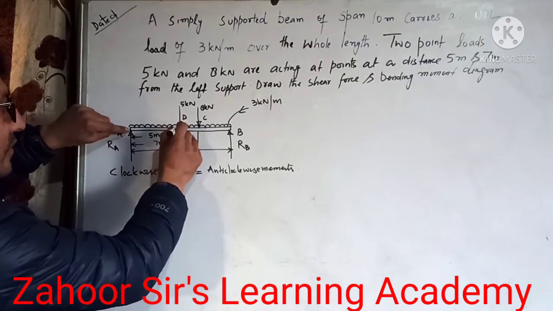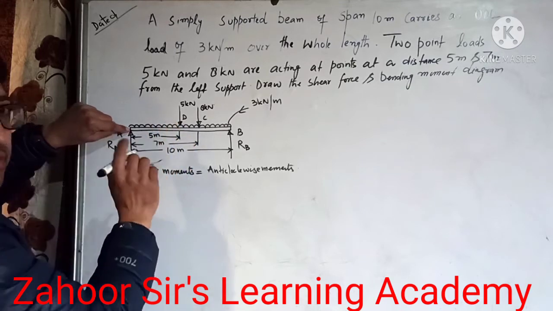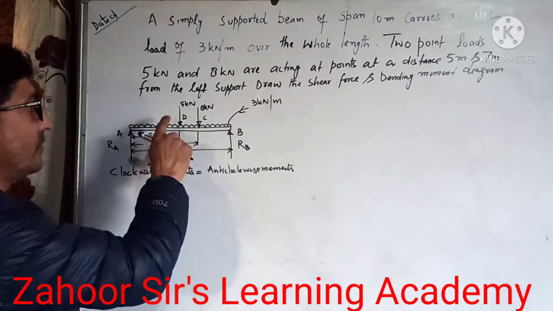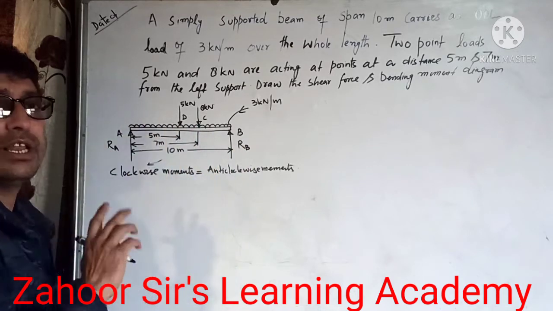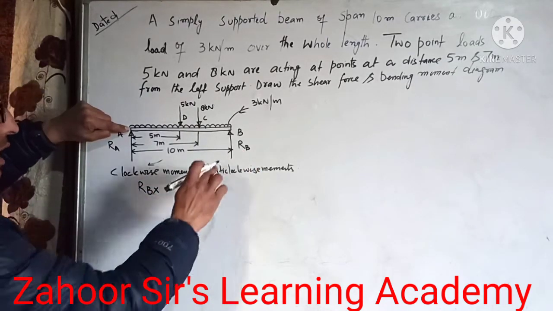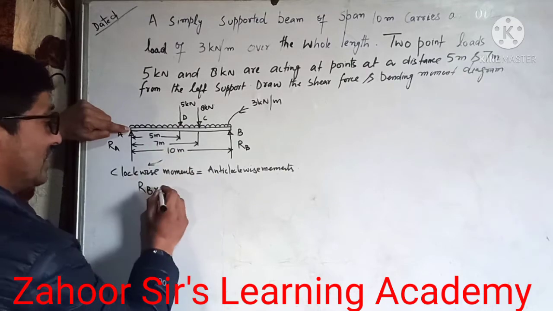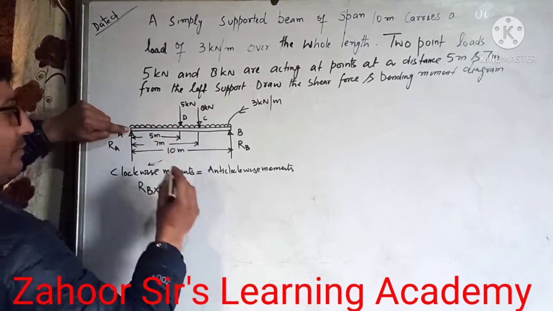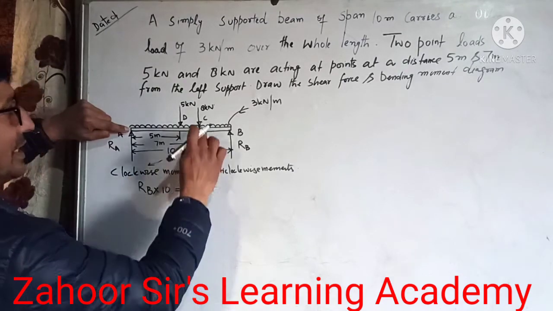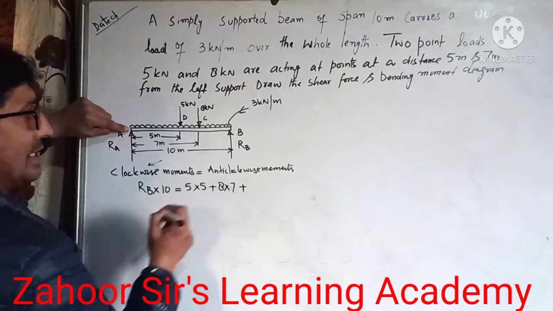This 5 kilonewton will make a clockwise moment, this 8 kilonewton will make a clockwise moment, and this UDL will also make a clockwise moment, and this RB is the anti-clockwise moment. So there are 4 forces, 2 point loads, 1 reaction, and the UDL, making moments about this point A. This is RB, and its distance from the line of action of the force is 10 meters. So RB times 10 is equal to 5 kilonewton, its distance up to point A, that's 5 meters, plus 8 kilonewton, and its distance up to A, that is 7, plus now the UDL.